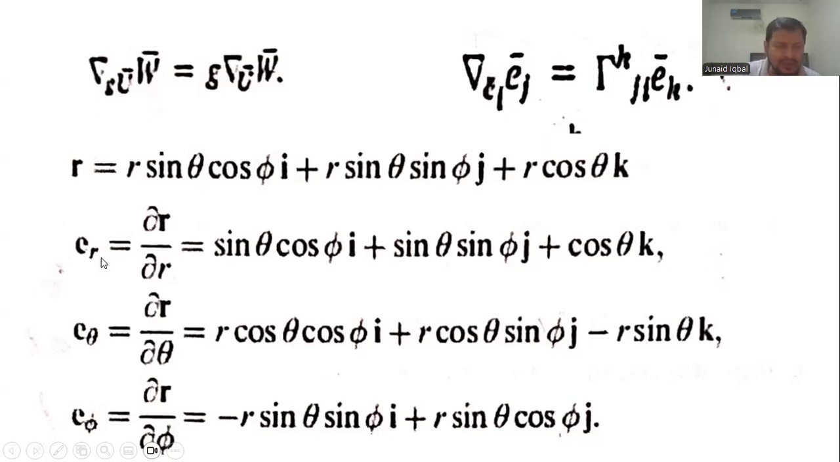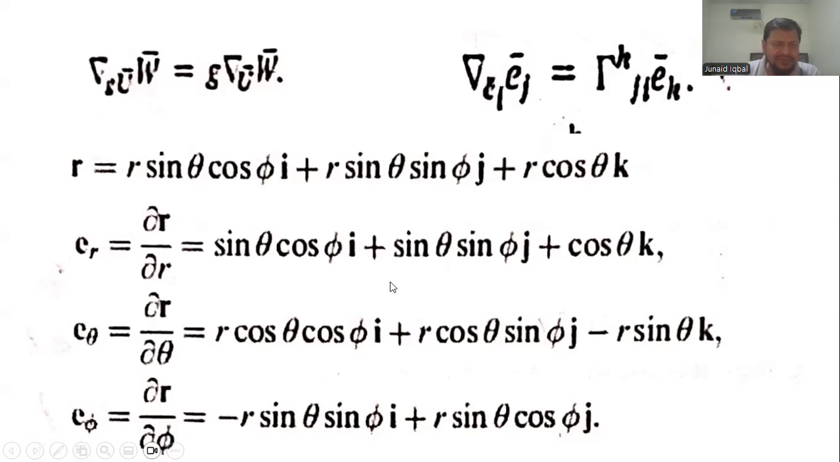The important thing is that if we take the partial derivative of ER with respect to r, it is 0. However, if we take the partial derivative of the ER vector with respect to theta, it will be equal to cos theta cos phi i plus cos theta sine phi j minus sine theta k.